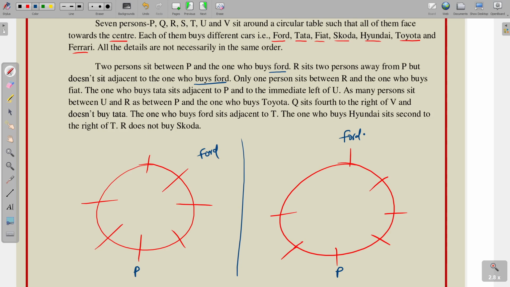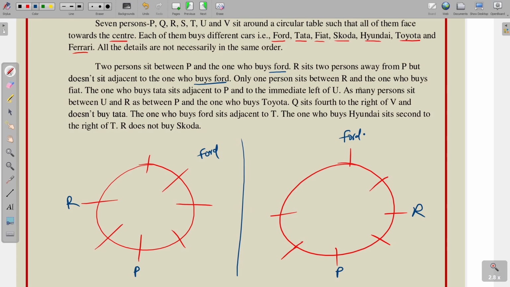See, R sits two persons away from P but doesn't sit adjacent to the one who buys Ford car. So here P is not placing. Here R is not placing, here 1, 2. So here R is placing. So 1, 2, here R is placing. Why? Because R is not adjacent to the Ford car.